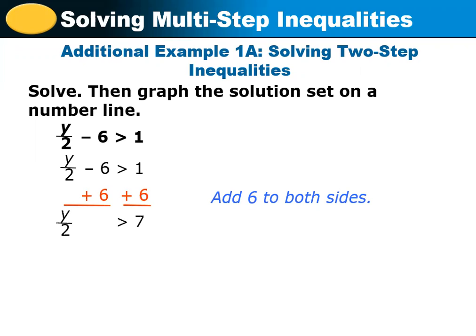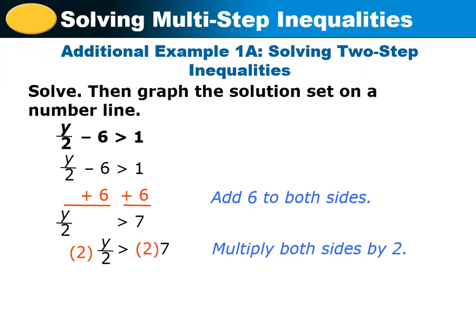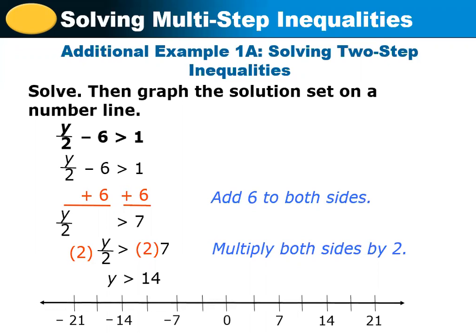Now we have y over 2 more than 7. What about the 2? We are looking for only the value of y, so we will multiply both sides by 2. Why? To cancel the 2, and then it's easy to find y only, the variable y. Now we have y more than 14.